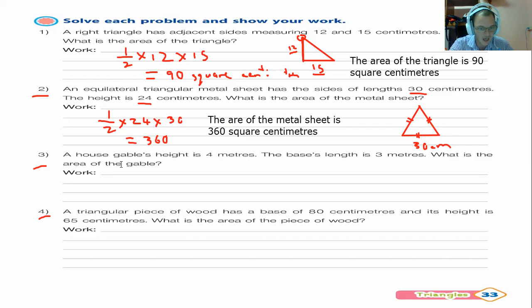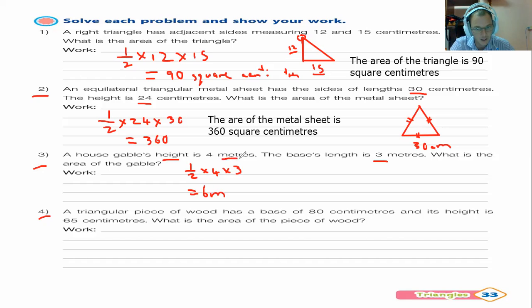Second last one. A house gable's height is 4 meters. Now, gable is the front portion of the house. Sometimes it makes almost like a triangle. The height is 4 meters. The base length is 3 meters. What is the area of the gable? Very straightforward. Again, formula. Half times 4 times 3 equals 6.